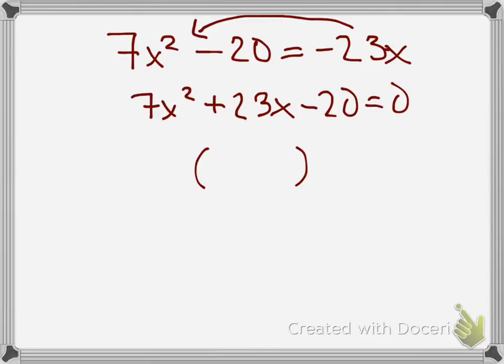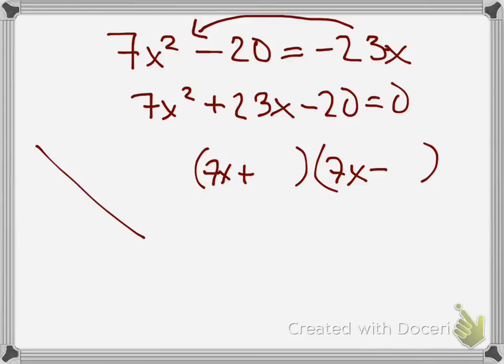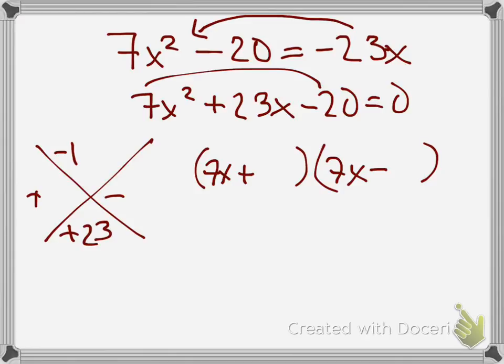So here I'm going to put 7x, 7x. Yeah, I do stuff like that. Okay, 7x and plus and minus. Now I need to go ahead and put here plus 23, plus minus. 7 times negative 20 is negative 140. So I'm looking for factors of 140 that will subtract to give me a 23.